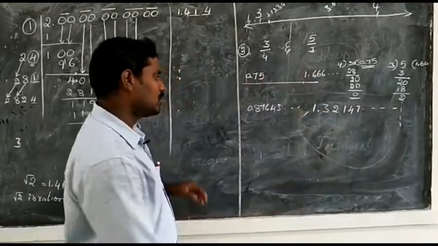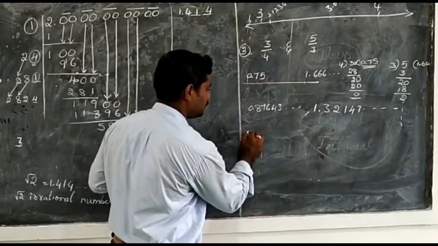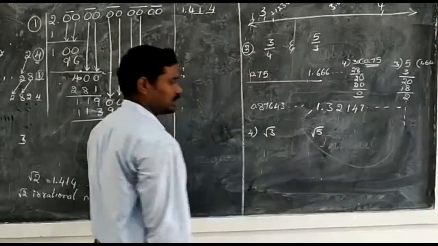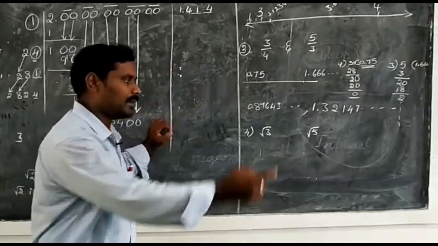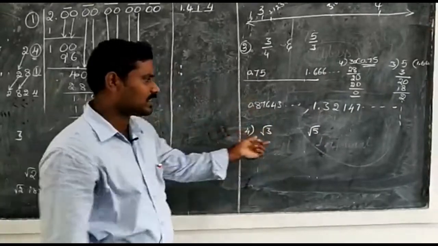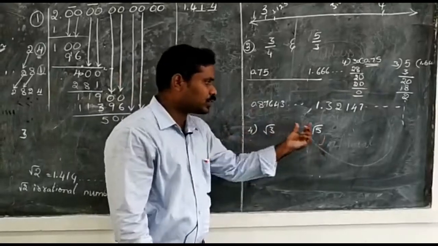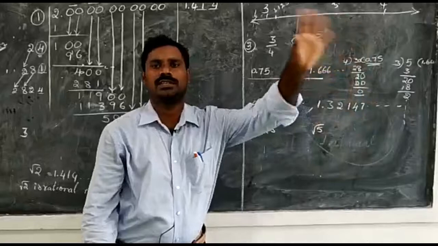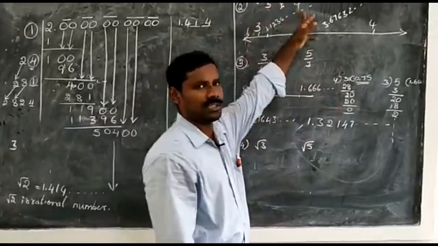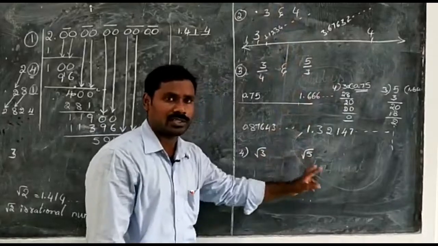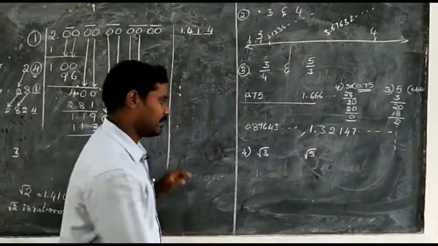Now we are going to find a number in between root 3 and root 5. What is the irrational number between root 3 and root 5? What is root 3? Irrational number. What is root 5? Irrational number. In between two irrational numbers, find any two irrational numbers. Before, we did it for rationals. Like that, for irrational numbers. In between two irrational numbers, find one more irrational number.